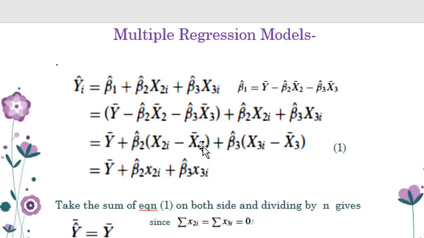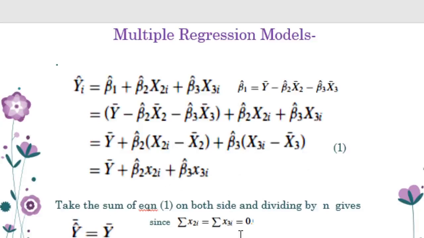Here x2i minus x2 bar can be written as small x2i, and x3i minus x3 bar can be written as small x3i. That is why we usually write x minus x bar equals small xi. Like that, x2i minus x2 bar equals small x2i, and x3i minus x3 bar equals small x3i.